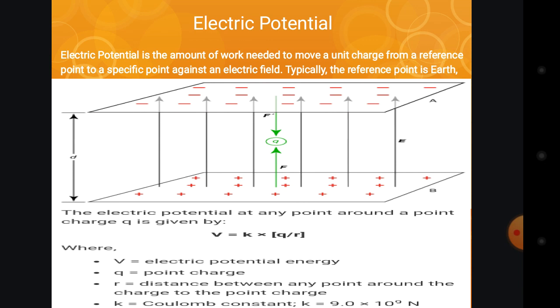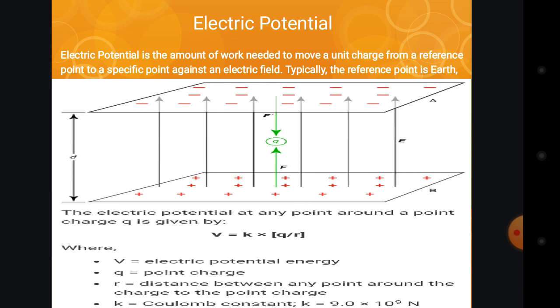That is the amount of work that you need to move that unit charge from that reference point. So this is what electric potential is talking about. Also, the electric potential at any point around a point charge is given by V is equal to K times Q divided by R.